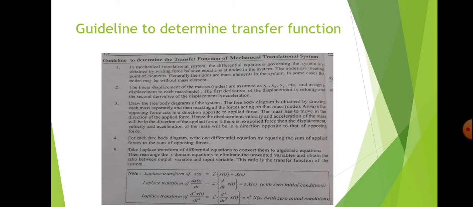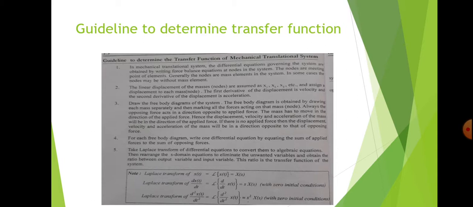The next guideline is, for each free body diagram, write one differential equation by equating the sum of applied forces to the sum of opposing forces. Then take the Laplace transform of the differential equations to convert them to algebraic equations. Then rearrange the s-domain equations to eliminate the unwanted variables and obtain the ratio between the output variable and the input variable. This ratio is the transfer function of the system.